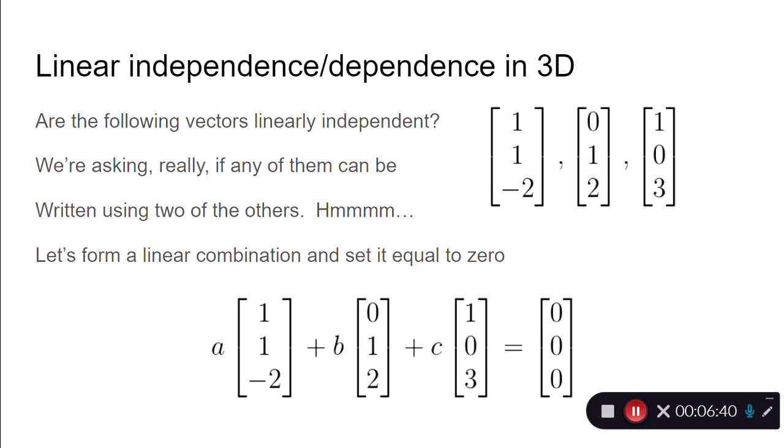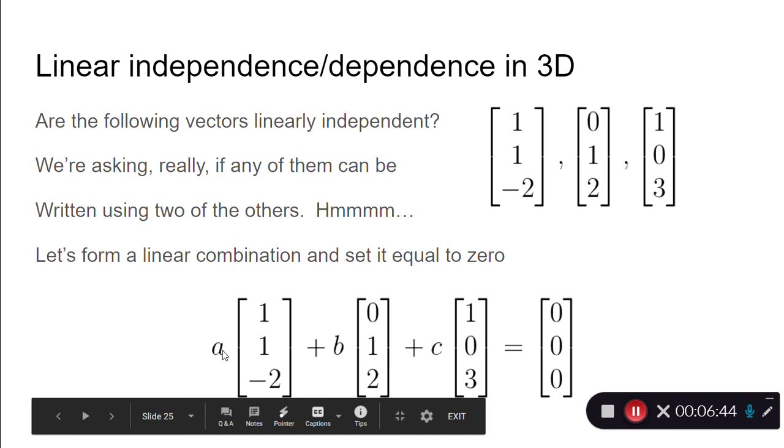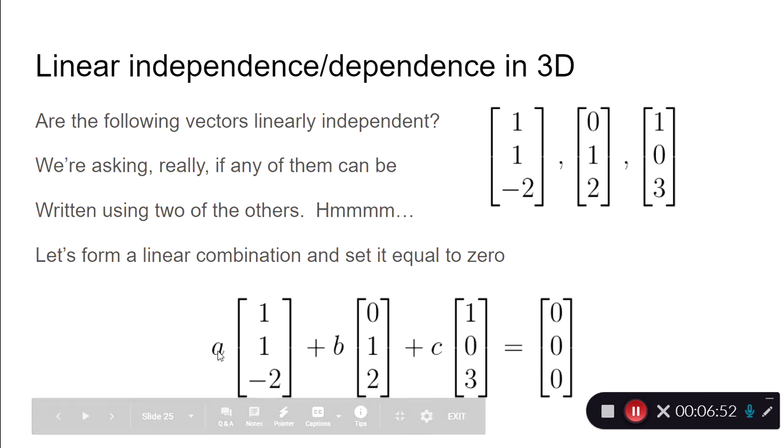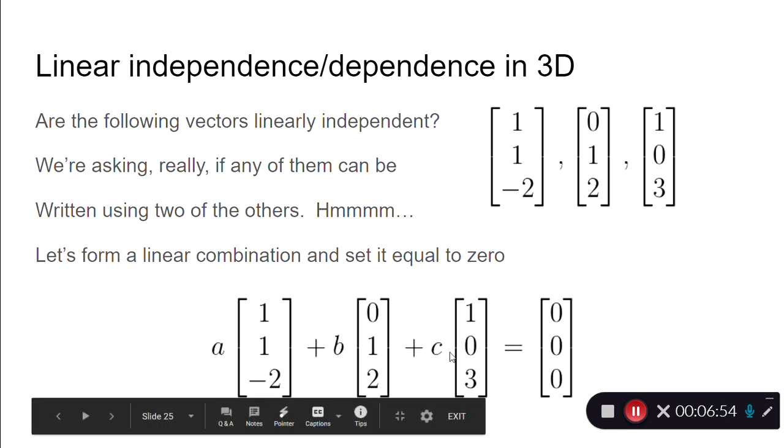Let's walk through how that goes. So I take a linear combination, right? A, B, and C. I set it equal to 0. And the question is, is there a way of doing this where the A, B, and C are not 0? Certainly, if the A, B, and C are 0, that works. But are there any other ways?